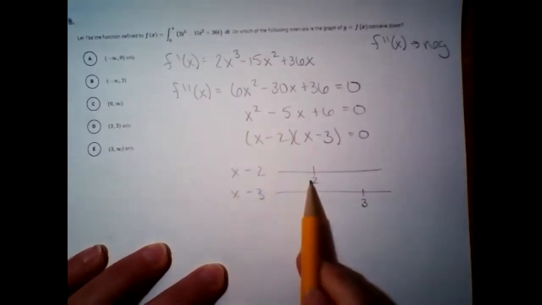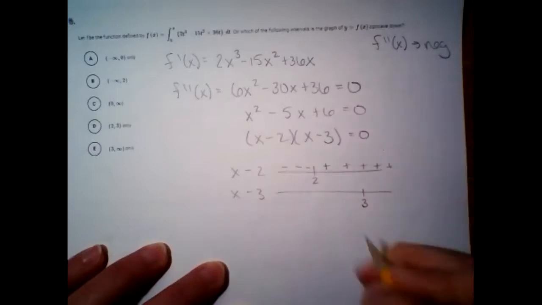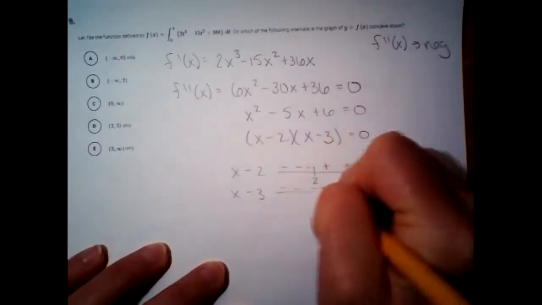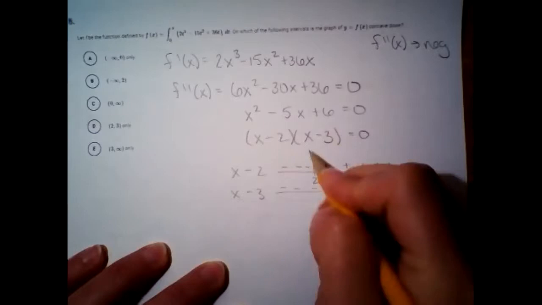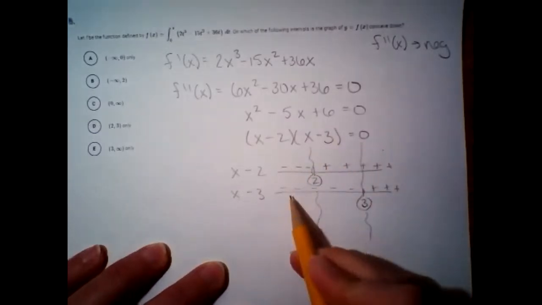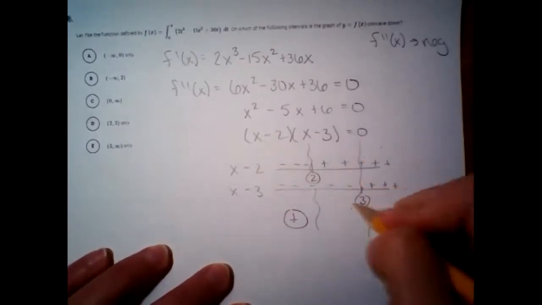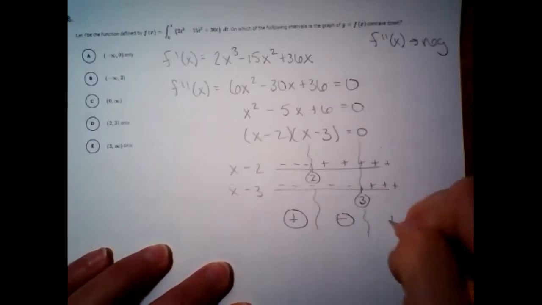So x minus 2 is going to change at 2. It'll be negative and then turn positive. Same thing for x minus 3. It'll change at 3. And so if you slice up your number line, a negative times a negative overall sign is going to be positive, and then in between 2 and 3, it'll be negative, and then above 3, it's going to be positive.